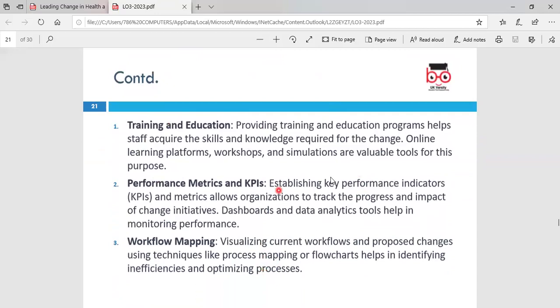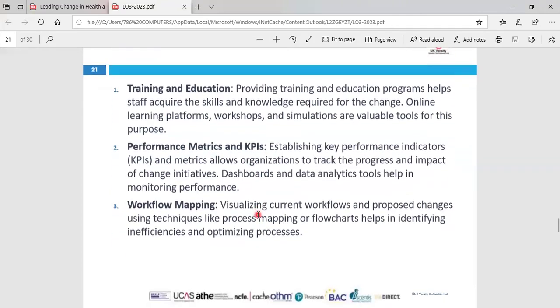Training and education, different CPD provisions, different workshops, different simulations. These are important to have your staff well-trained and satisfied. Performance metrics and KPIs, we've talked about this. These are different guidelines that give you measures of how performance is being addressed and how it is measured.